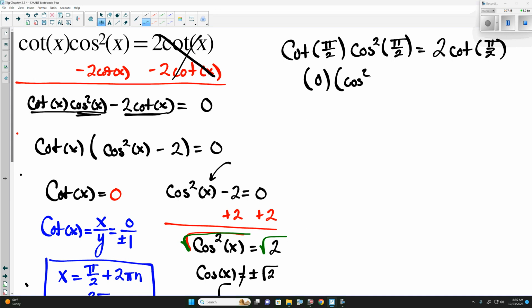Now our cosine squared: cosine of pi over 2 is 0, and we have it squared, is equal to 2 times our cotangent of pi over 2, which is 0. Sorry, cosine of pi over 2 is also 0. This whole side becomes 0. 0 is equal to 0. And we can do the same thing with 3 pi over 2 and get the same result.